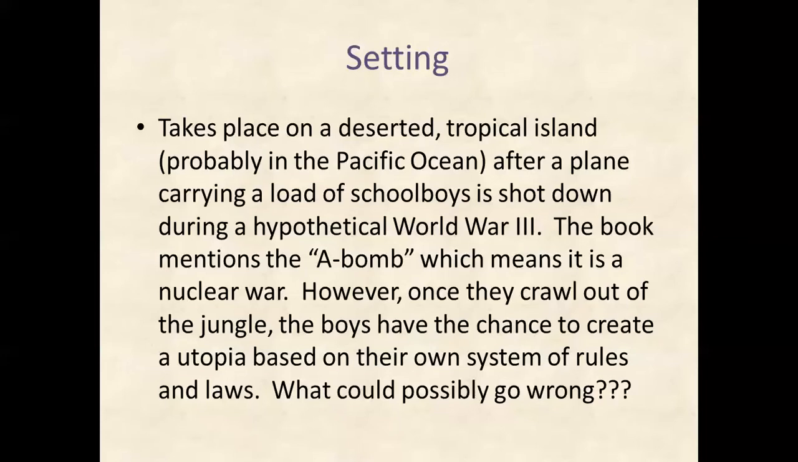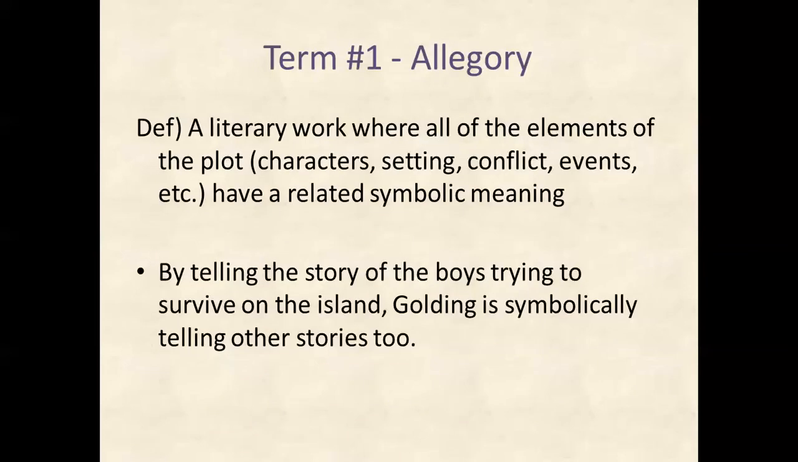The book also mentions the A-bomb, which means we're once again facing a nuclear war. However, once the boys crawl out of the jungle, they have a chance to create a utopia based on their own system of rules and laws, right? So what could possibly go wrong?